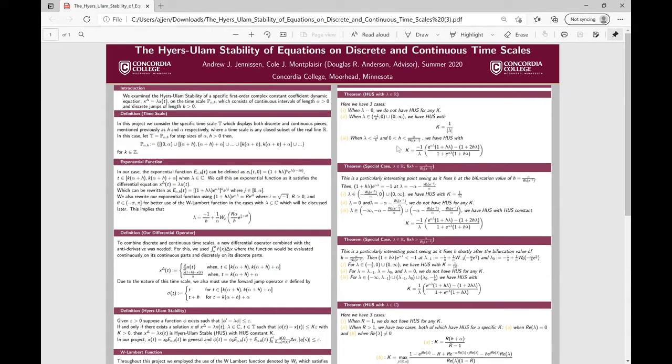Now, it is worth noting too that these are the best k values you can get, because any k larger than this will suffice. So we did also do some testing and research to make sure that we came out with the least k value that would still hold for Hyers-Ulam stability.